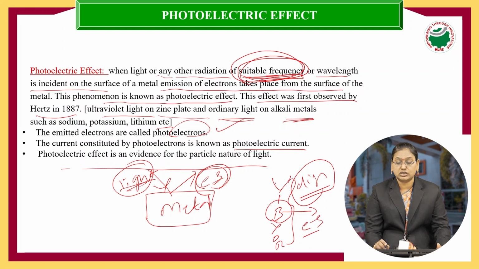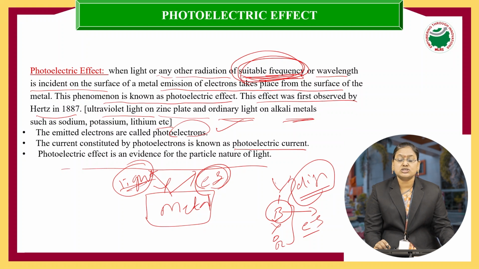Now let us define what is threshold frequency. Threshold frequency is the minimum frequency of incident radiation which causes the photoelectric effect. At this frequency electrons are only emitted, without any additional energy given to the electrons. That means its kinetic energy will be 0. At threshold frequency, kinetic energy will be 0.